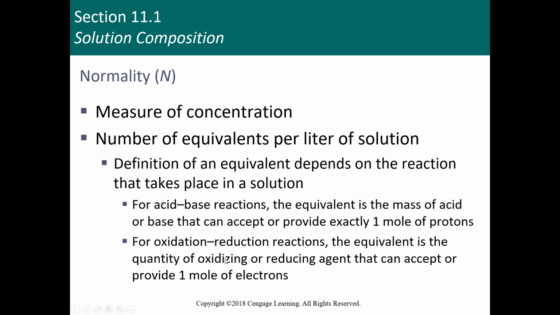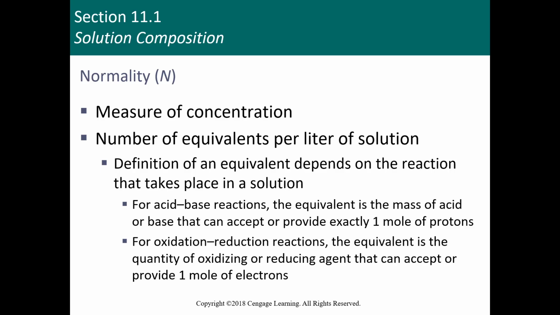And so when you're looking at these, you would have to count up the number of moles of electrons that would be provided. For example, if you had a reducing agent and it gave you 1 mole of electrons for every mole of the reducing agent, these numbers would be 1-to-1. So for every molarity, you would have 1 normality. If you had something that could give you 2 electrons, then this would be 2 times. And so for every molarity, you would have 2 normality.